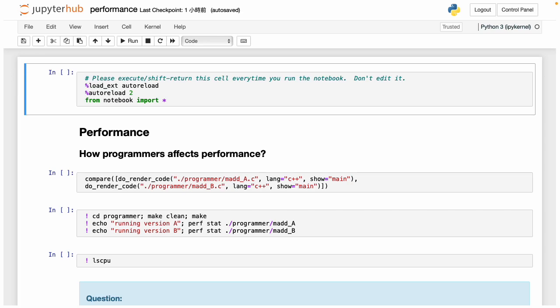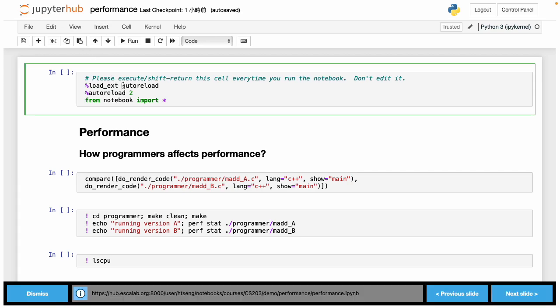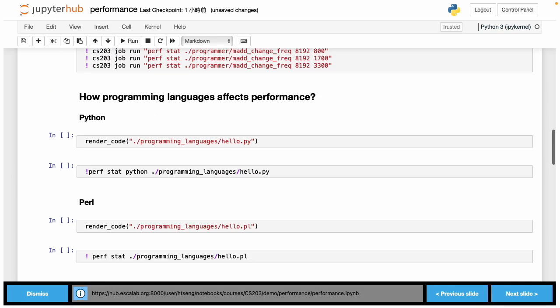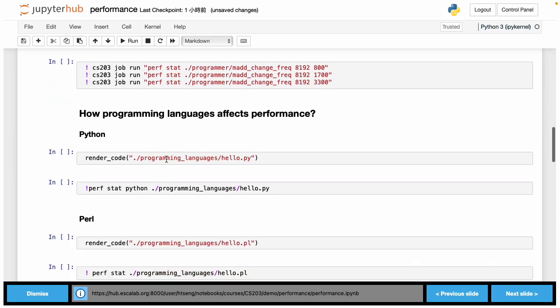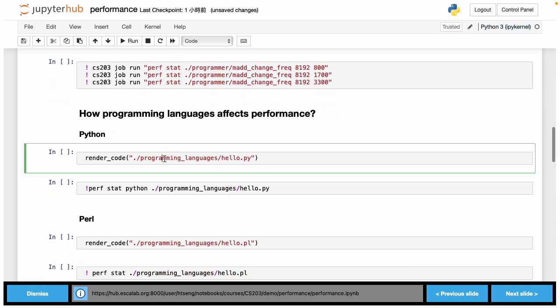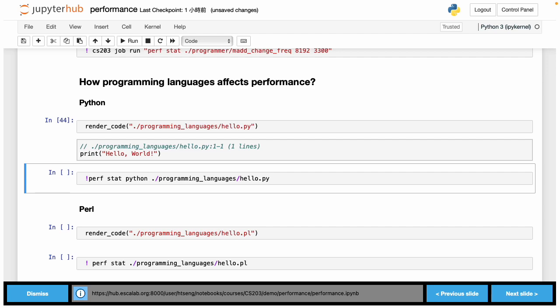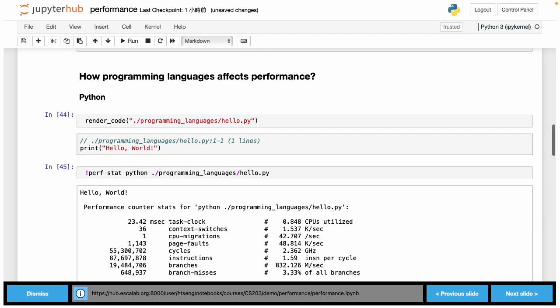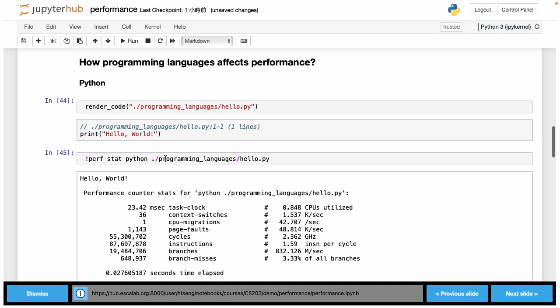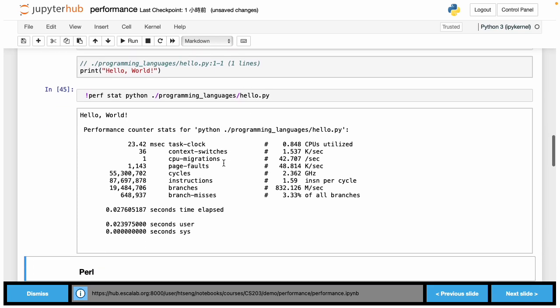Let me see, where's my cursor? Okay, here we go. This is the same notebook interface, and I'm trying to use the notebook interface as much as possible. So, how do programming languages affect performance? Let's start with Python. Python is pretty simple: if you want to print hello world, just print hello world. And again, let's use our good friend perf stat to see how many instructions we need.